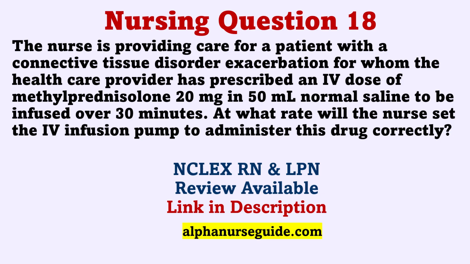The correct answer is 100 milliliters per hour. Rationale. The formula is volume in ml multiplied by 60 divided by time in minutes. You multiply 50 times 60 and divide by 30 minutes. The end result is 100.